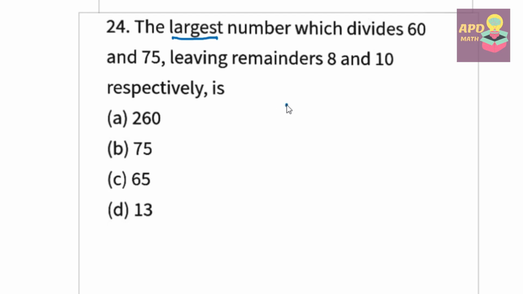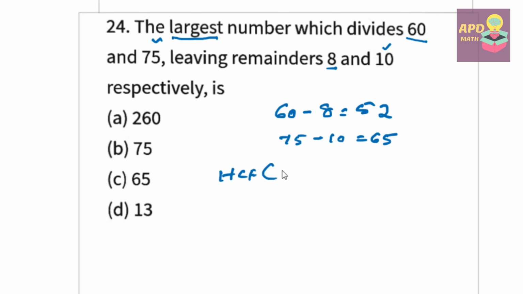So we have to subtract the remainders from the numbers. 60 minus 8 is equal to 52, and 75 minus 10 is equal to 65. Two numbers we are getting. Now we have to find the largest number, and largest number always means HCF: the highest common factor of 52 and 65.